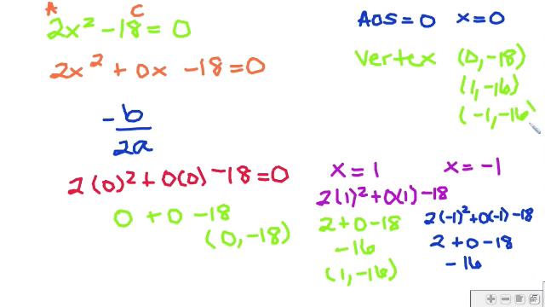You plot these 3 points, making sure that you're going through 0, and you have your parabola. Is it going to be happy or sad? It's going to be happy, because my A is positive. All right, let's try another one.